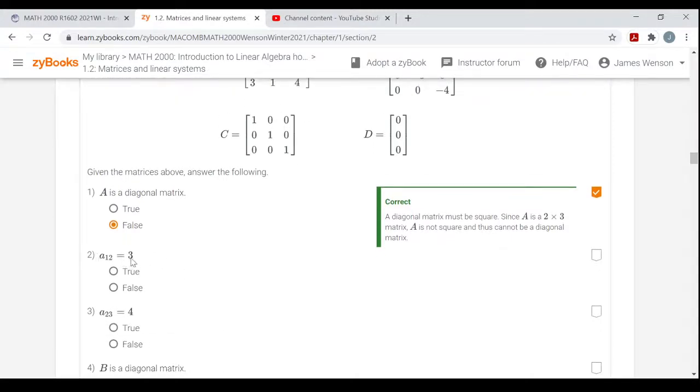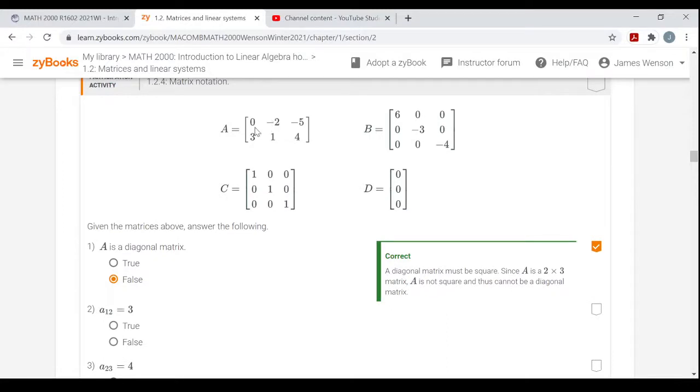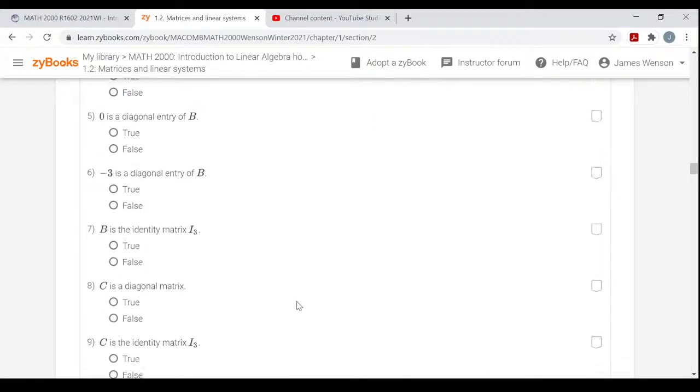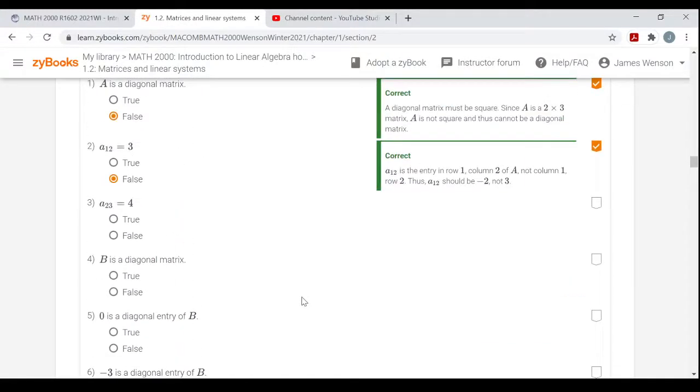A12 equals 3. So this is the first row, second column entry of matrix A, right, is 3. So look at matrix A. The first row, second column entry is not 3, it's -2. So this is also false. Right, and you say it's -2, not 3. Let's see, I'll do like 5 or 6 of these.